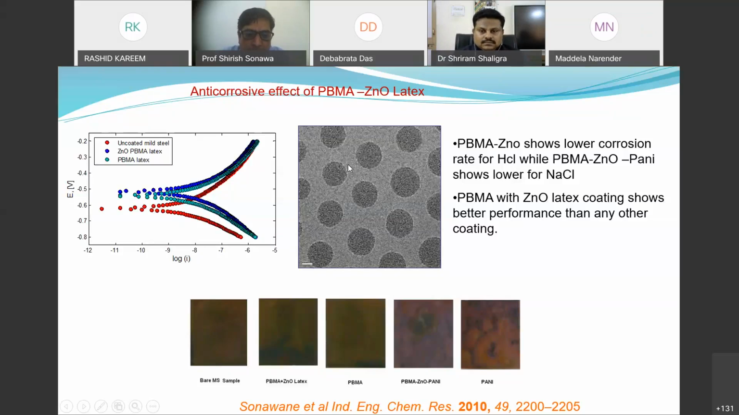The bottom panels show the bare MS panel and the coated panels, and then images were taken to understand how the corrosion is happening on the coating, or how corrosion inhibition has occurred because of this latex coating.